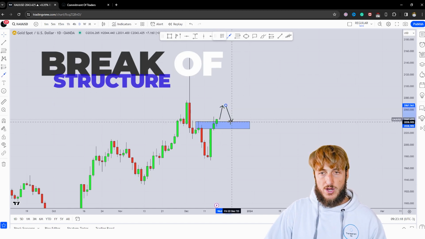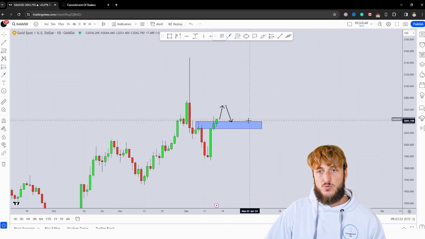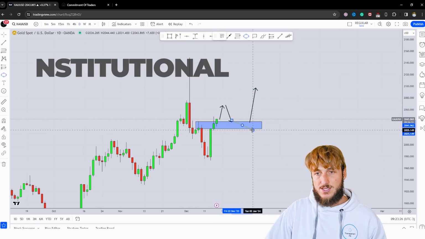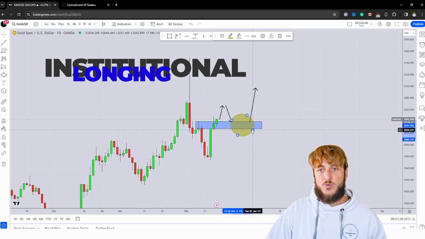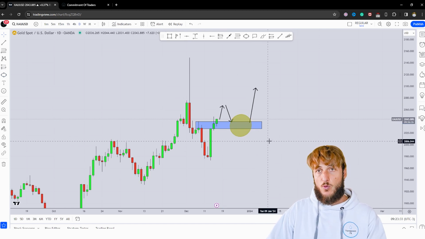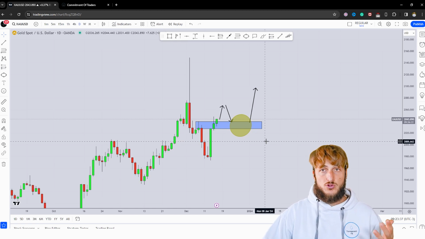So if we get this break, after the break on the retest of the previous resistance turned support, that is where we would have very good probabilities of seeing more institutional longing, which at that point would further increase the probabilities of a potential rejection to the upside away from this level. Now, why am I speaking about more institutional longing?